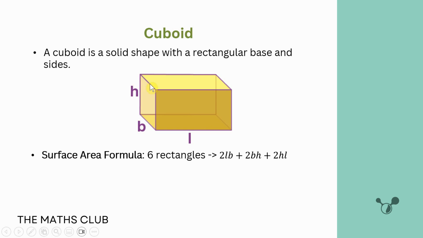For this face here, the area is going to be H times B. But that H times B will also be the same area as the face opposite it. So by the time you add those two areas, you have 2BH.